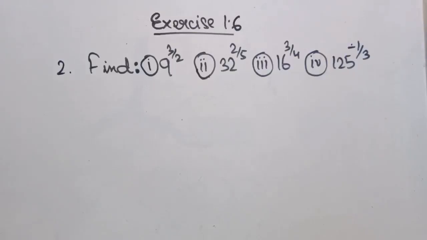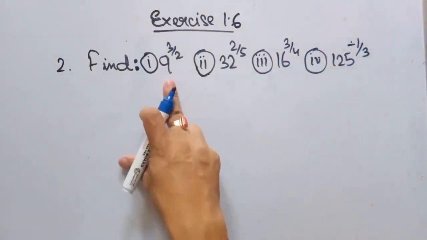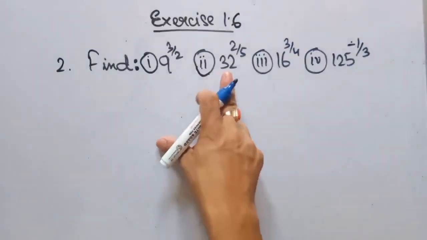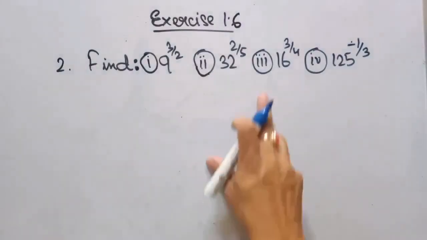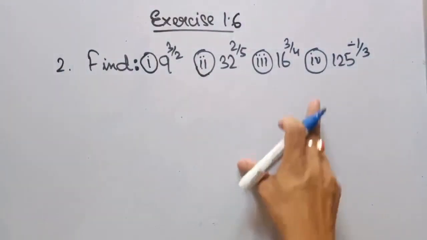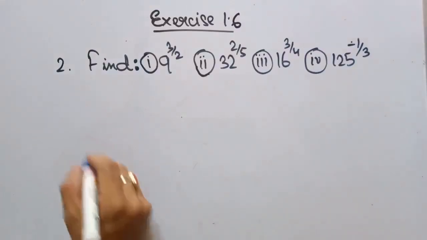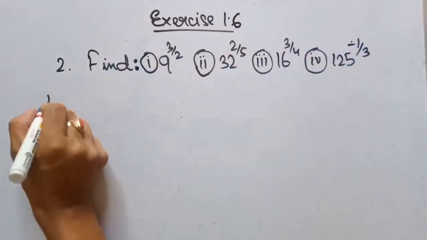Next, exercise 1.6, question number 2. Find the value of: Roman number 1, 9 to the power 3 by 2. Roman number 2, 32 to the power 2 by 5. Roman number 3, 16 to the power 3 by 4. And Roman number 4, 125 to the power minus 1 by 3. So let us first solve Roman number 1.